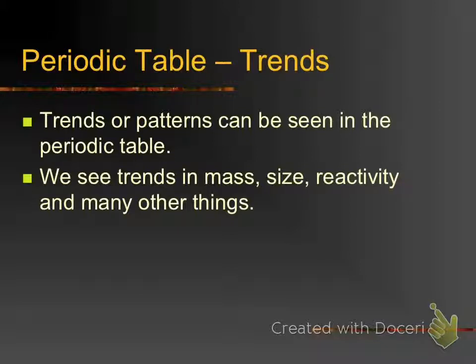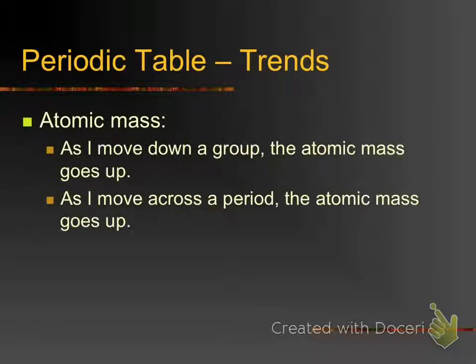So by knowing the position of an element on the periodic table, you're able to figure out exactly the reactivity and everything with it. There are two things that will affect periodic trends: the size of the atom, which is a major one, and the number of valence electrons. And we'll talk about those.